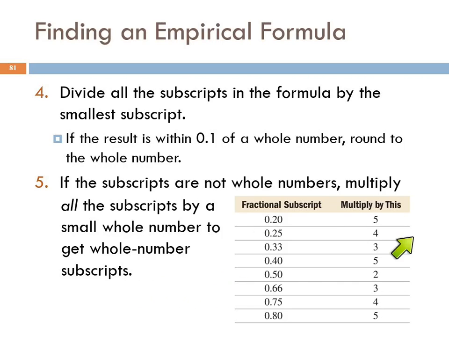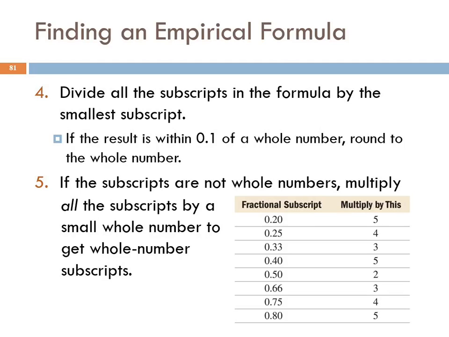This table can be helpful. It uses the idea of fractional subscripts. A fraction can also be represented as a decimal, right? 1/2 is 0.5. If we have something that ends in 0.5 and we multiply by 2, we're going to get a whole number. 1/3 is 0.33. If we multiply that by 3, we're going to get a whole number. So if you understand fractions, that's going to make sense to you.